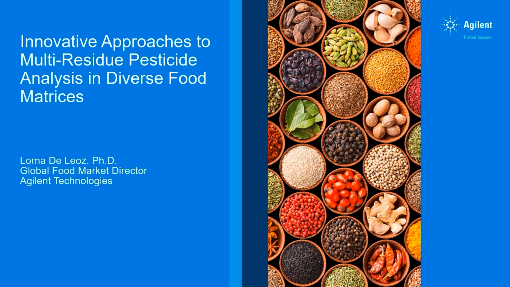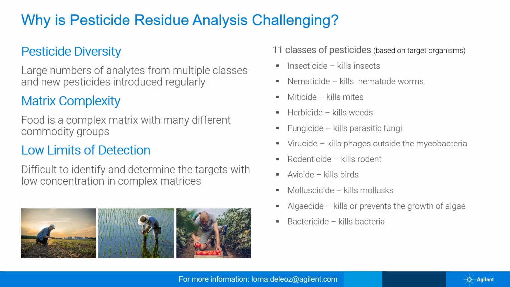Today I will talk about innovations in sample prep, sample analysis, and lab management to help with pesticide residue analysis in food. Pesticides are used to protect crops, but they can be harmful to humans and other species, and they are challenging to analyze. The term pesticides includes 11 different classes of compounds, each of them against a specific pest.